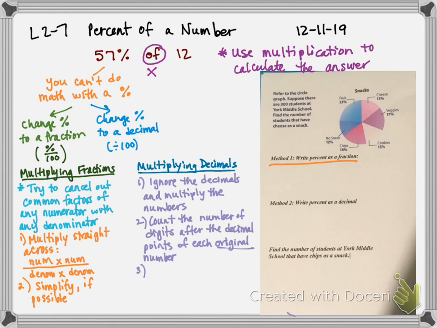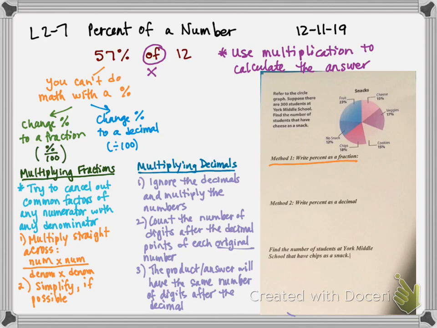So the product, slash answer, will have the same number of digits after the decimal. So this is just reviewing back to chapters 3 and 4, okay?